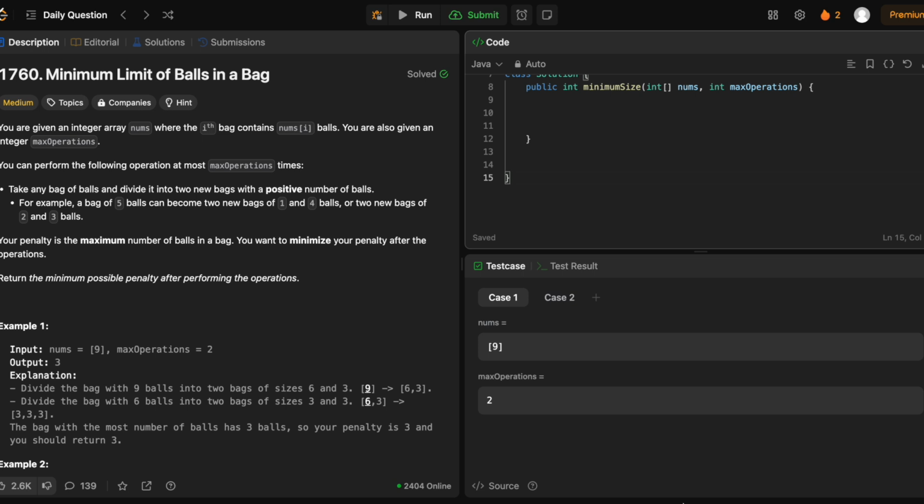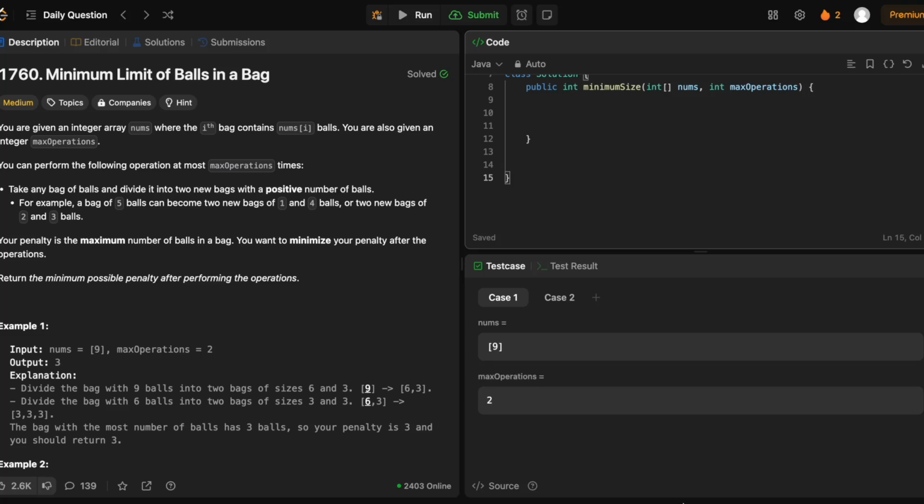This is day 2 for me in terms of practicing for LeetCode questions. Today's question is question 1760, Minimum Limit of Balls in a Bag.